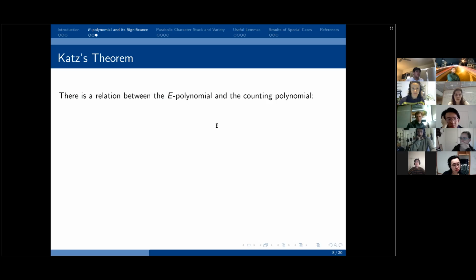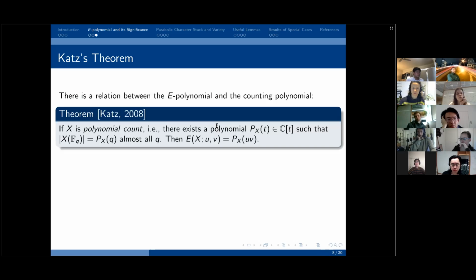subtle. But here is a theorem which will give a relation between the E-polynomial and the counting polynomial. This theorem was proved by Katz, and it says that if X is polynomial count, which means that there exists a polynomial P_X(t) satisfying that P_X(q) is the same as the number of points of X over the finite field F_q. And if this P_X(t) satisfies this relation, we can recover the E-polynomial of X by replacing t with u times v.